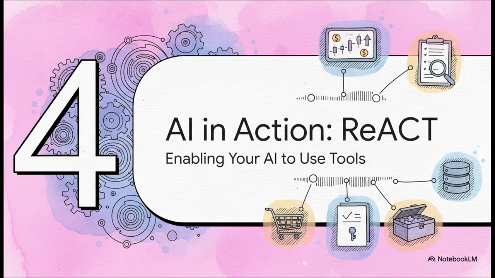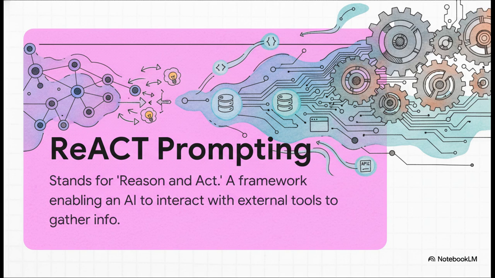Okay, this is awesome. Our AI can now reason its way through problems. But what happens when it reasons that it's missing a piece of information? What if it needs to look up a real-time stock price or check a user's order status in a database? Well, that's exactly what the ReAct framework is for. ReAct stands for Reason and Act, and believe me, this is a total game changer.